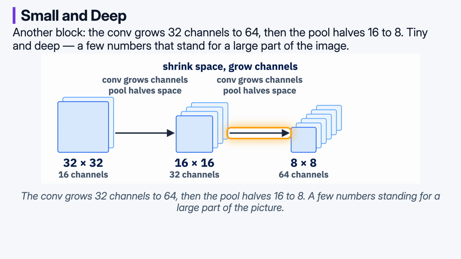Another conv pool block. The conv grows 32 channels to 64, then the pool halves the map again. The map is now tiny and deep. 8 by 8 with 64 channels, a few numbers that stand for a large part of the image.